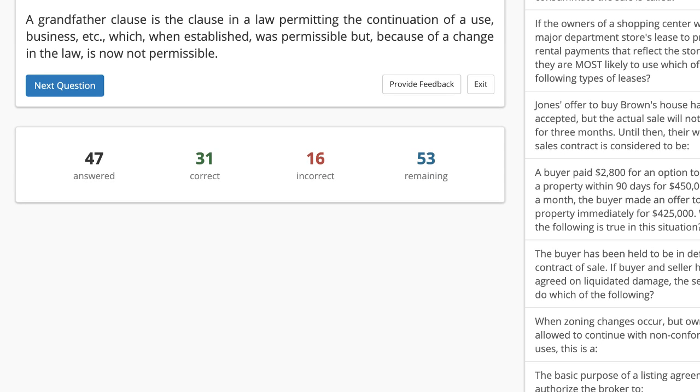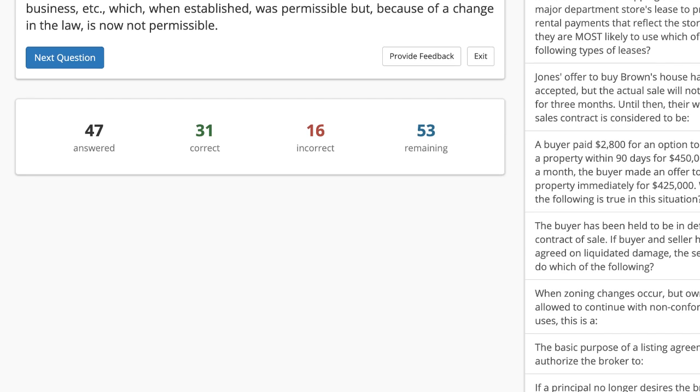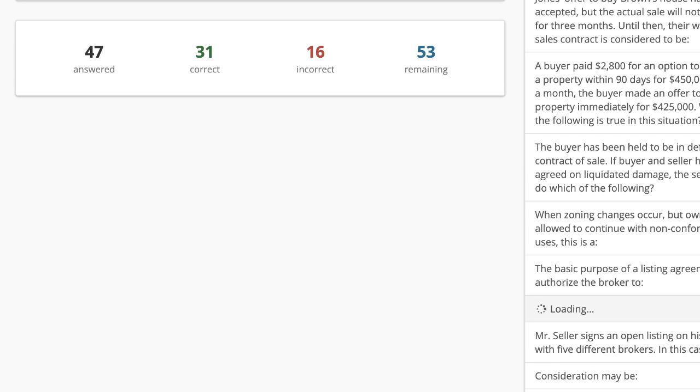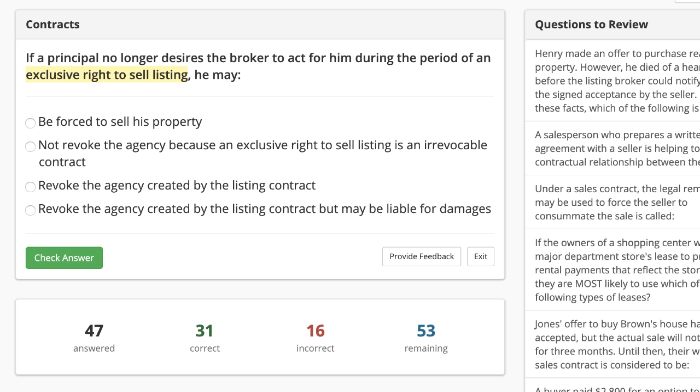RA asks if we can cover land use sometime. I'll look into that, RA. Land use is mostly state specific, and we don't do a lot of state specific webinars because we want the material to be applicable to everybody who's attending.